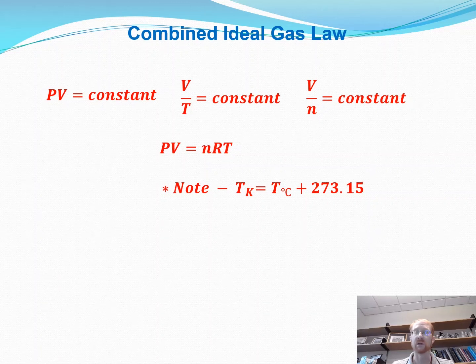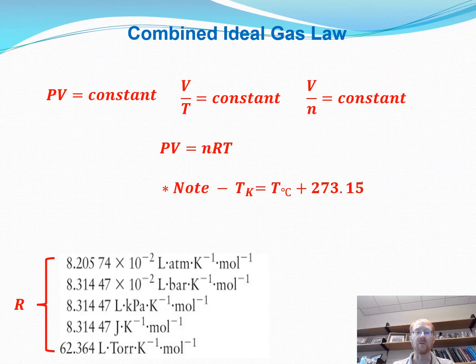Our volume typically needs to be in units of liters. Not always, but very often we want to make sure our units are liters, and pressure is typically in units of atmospheres. So paying attention to our unit labels is going to be very important, because we've got four different variables, P, V, n, and T, that we need to work with.